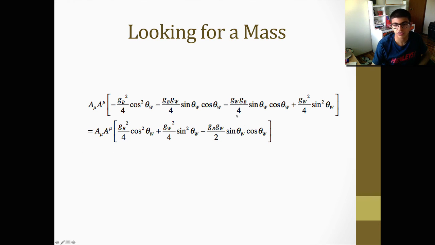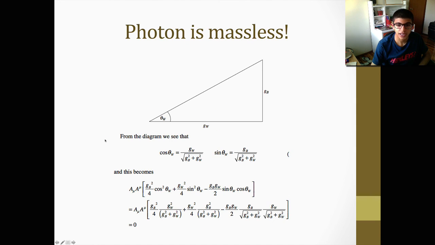And that's because we have negative GBW over 4 and negative WBG over 4. These are essentially the same terms. So that becomes essentially G and then minus GBW over 2. We get this. So now we can hopefully get a mass, but we can get a mass for the photon.